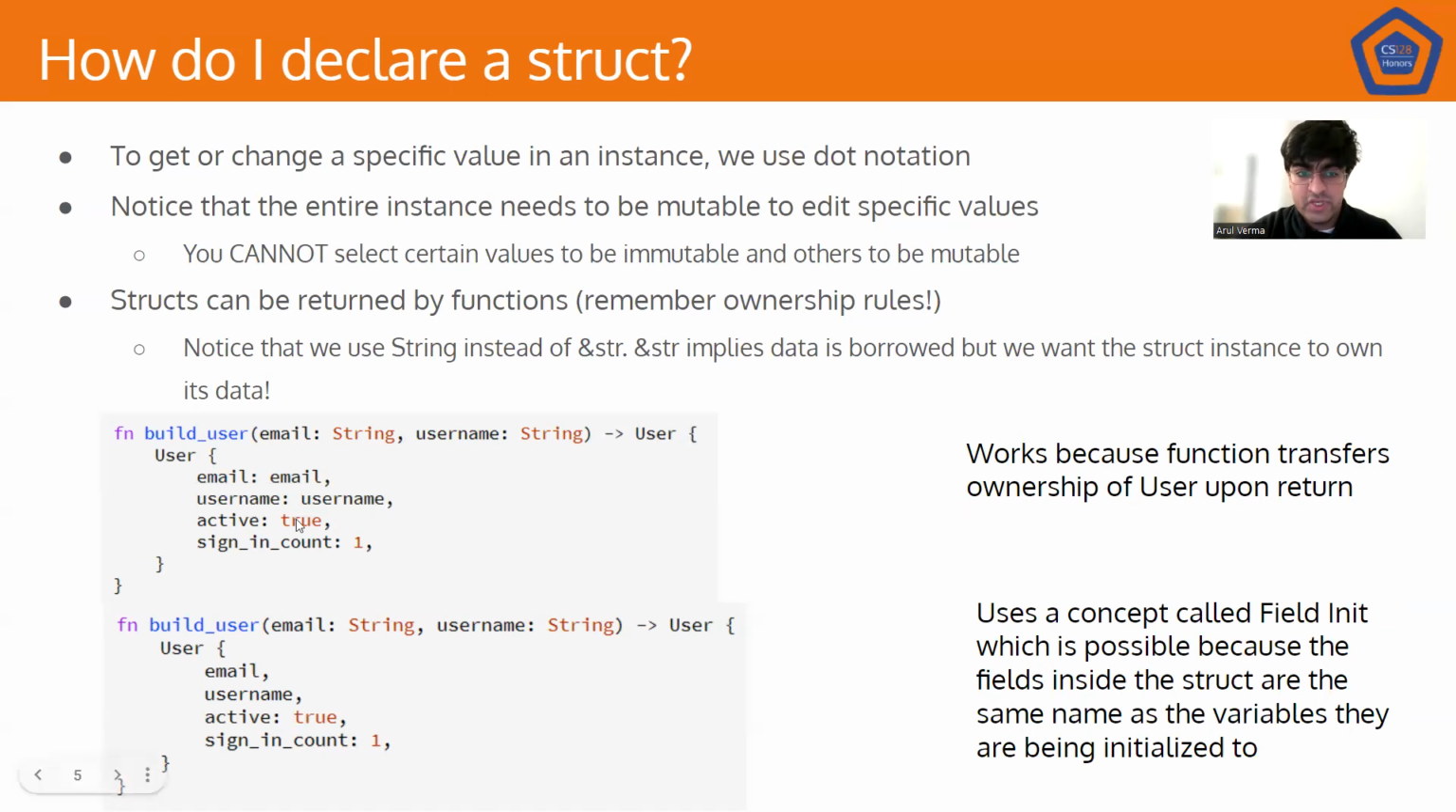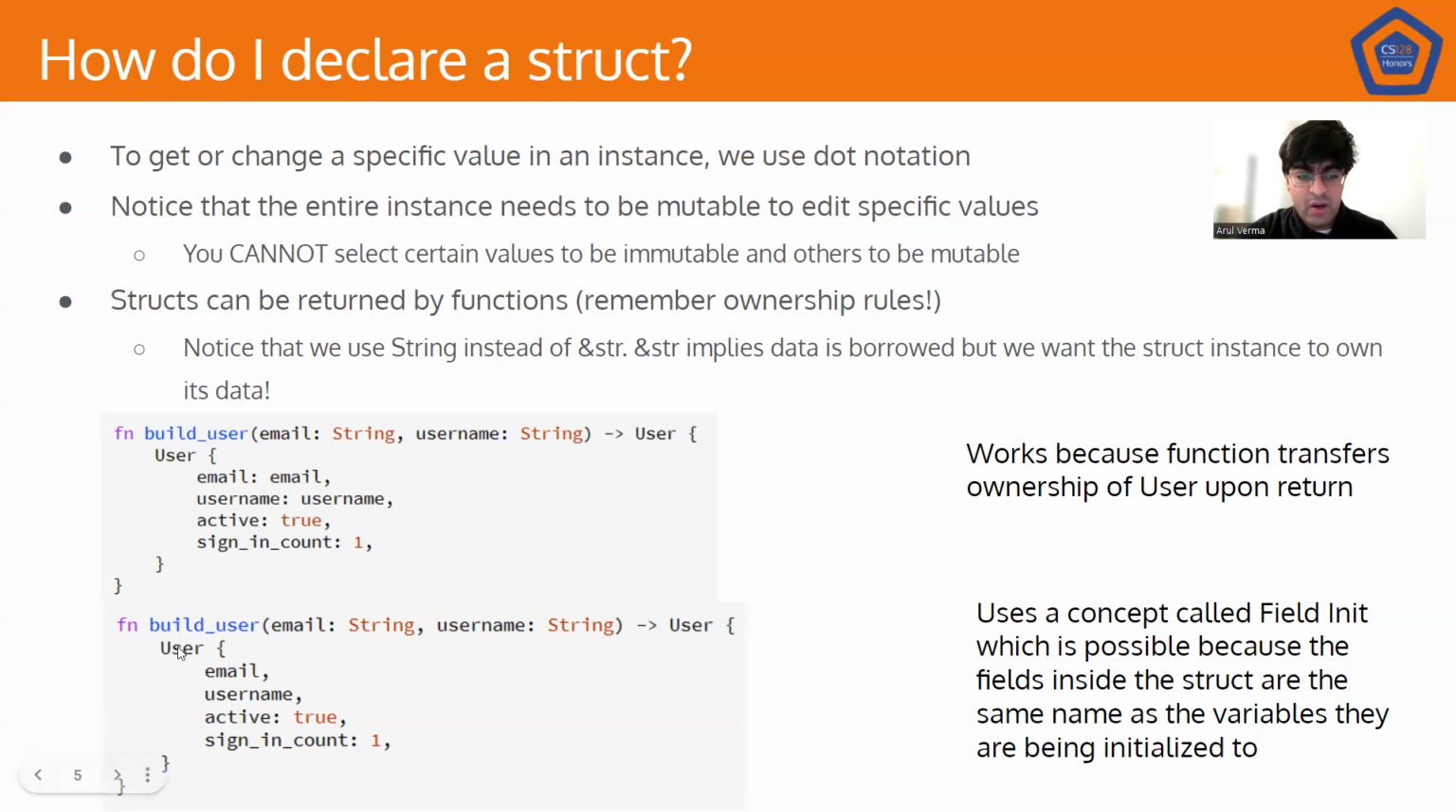We give it email, username, active true, sign-in count 1. And then this returns it. It automatically returns it. And this works because the function transfers ownership for all of this data upon the return. And because email and username are owned strings, that move happens without issue.